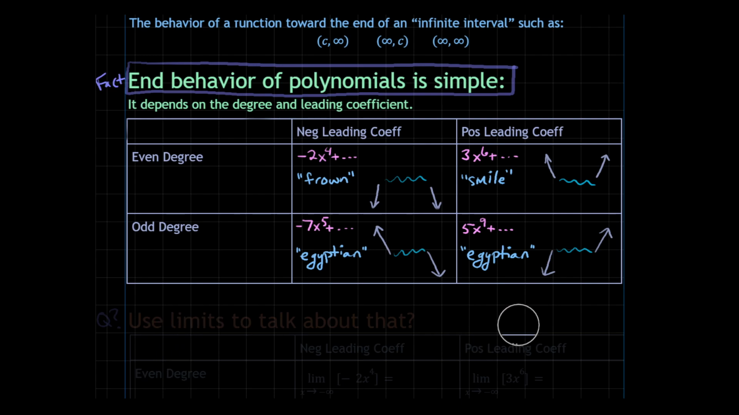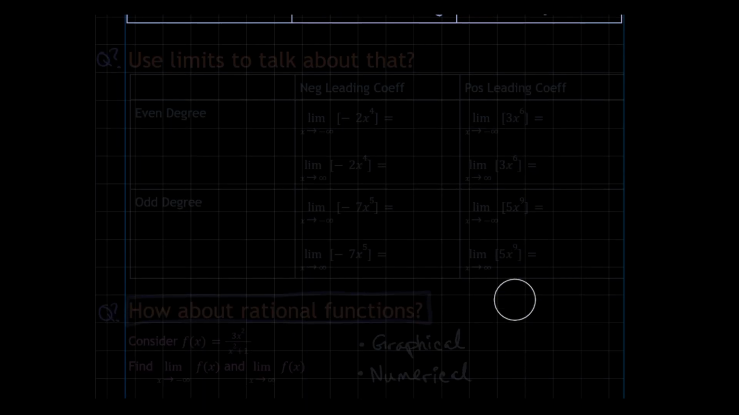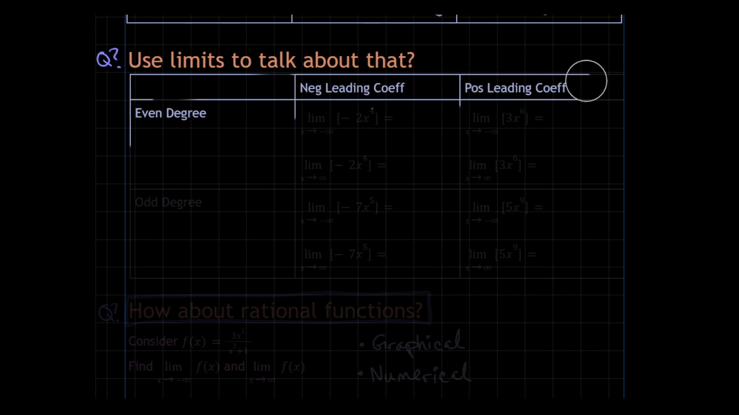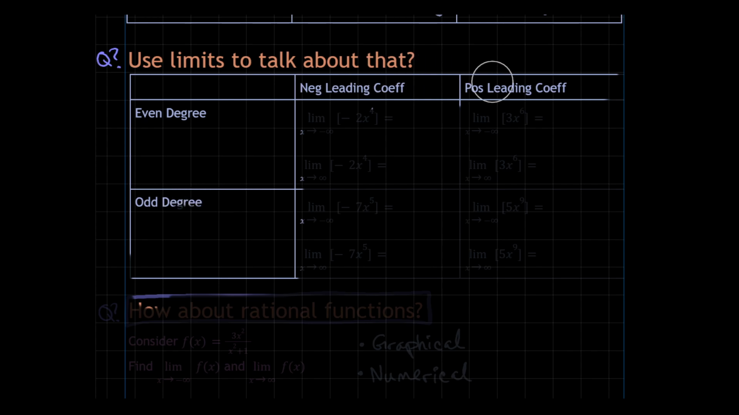All right. So this is something that might be familiar. You might have studied end behavior of polynomials before. But now we want to try to put limit language to this idea. How do we use limits to talk about this? I'm still going to make a distinction between the even degree and the odd degree, positive coefficient and negative coefficient. We're going to talk about limits as x goes to infinity.